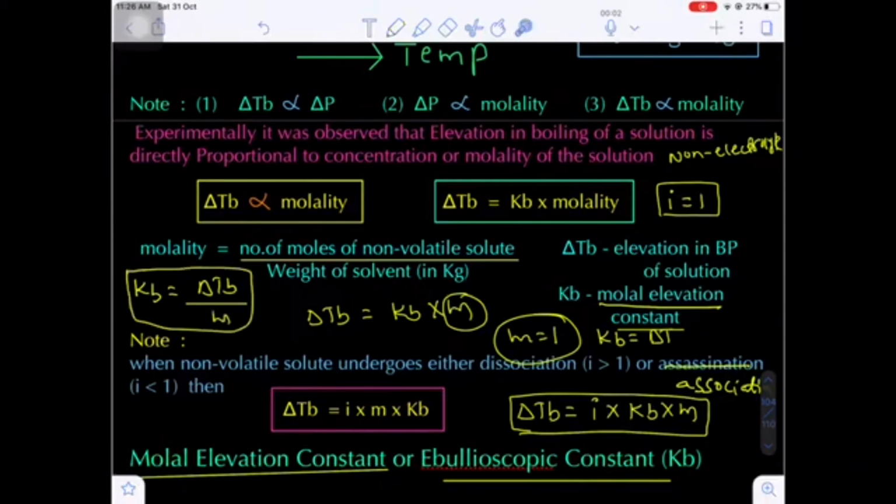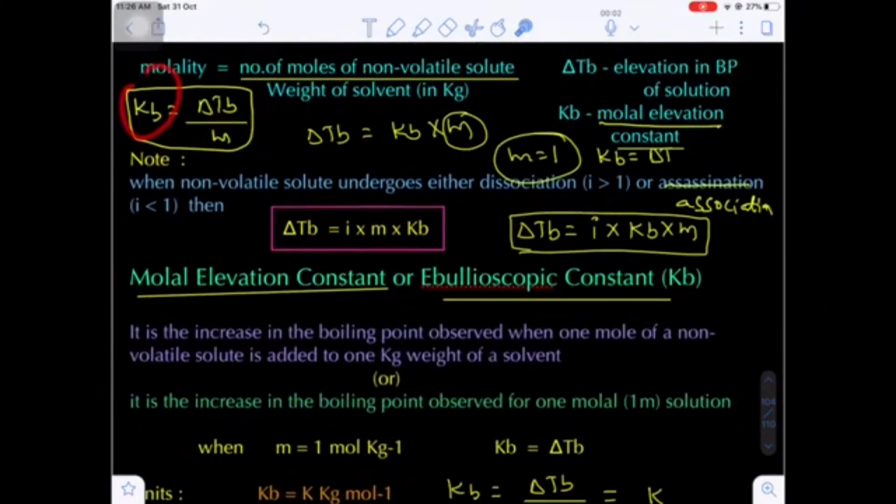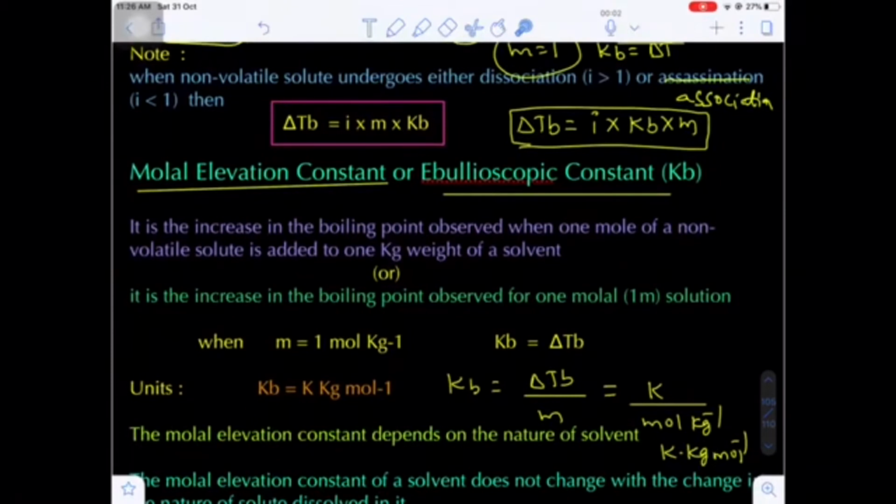Suppose the molality value I am taking is unity. If the molality is 1, then whatever the increase in the boiling point, the elevation in the boiling point, is nothing but the molar elevation constant. The definition of the molar elevation constant: the increase in the boiling point observed for a 1 molar solution is known as the molar elevation constant or ebullioscopic constant.